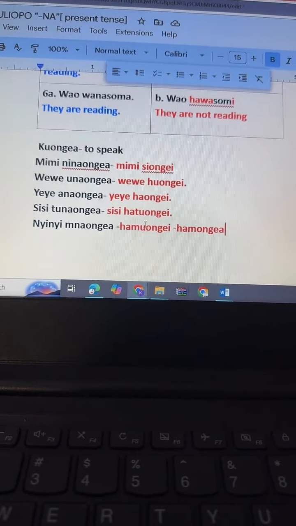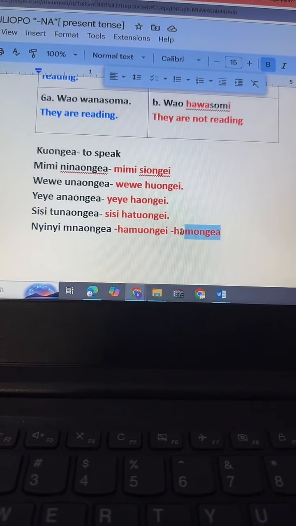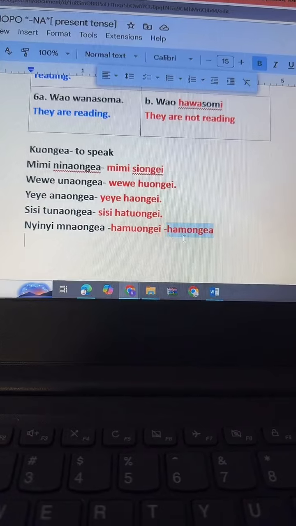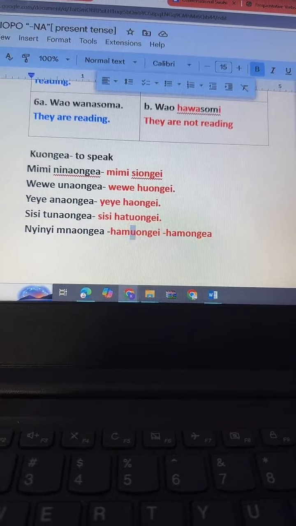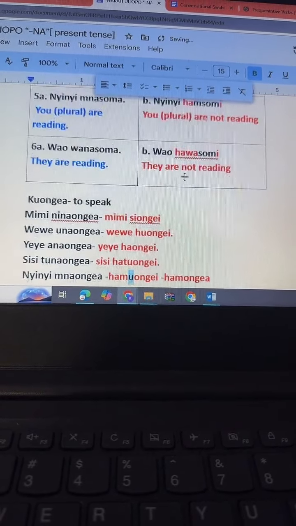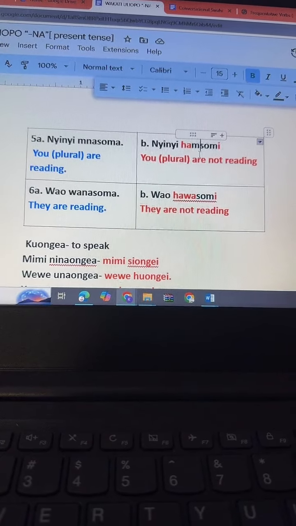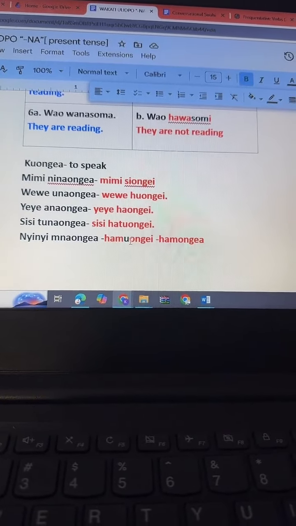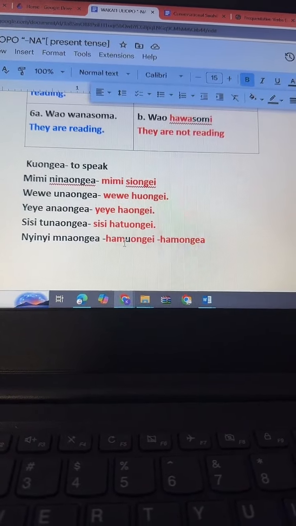Now, as you continue writing your answers, let me just explain here. Just remember that we said when we're negating, the final A will change to I. In this word, there is no I in the final A. It just remains the same. Also, you know why we added this extra U, but in this verb, there is no U. There is no U in hamsomi, but in hamuongei, we added an extra U. This is because when the verb is starting with a vowel, we have to add U in this part.